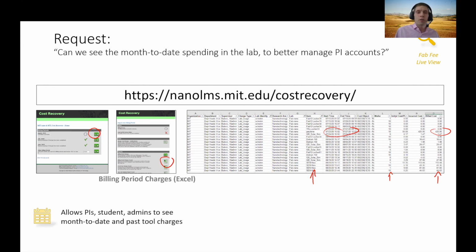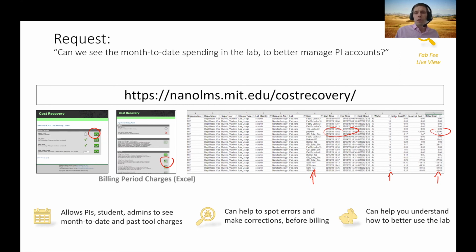And that's really useful because it allows you to see these charges and also past tool charges. But by seeing it during the month as it's running, you can spot errors a little bit more easily. Those corrections are much easier to make than 3 months later when the bill has been issued and paid, right? So hopefully that's something that you'll find very helpful in reducing some of the surprises, frustrations, or remove some of the murkiness perhaps and help you better understand how to use the lab, right? And so again, let us know how this works out. Hopefully this will help facilitate.